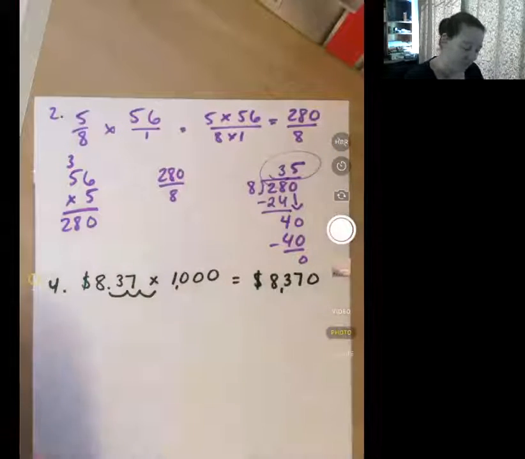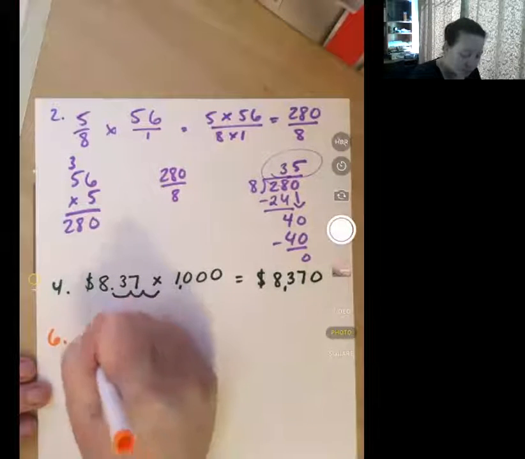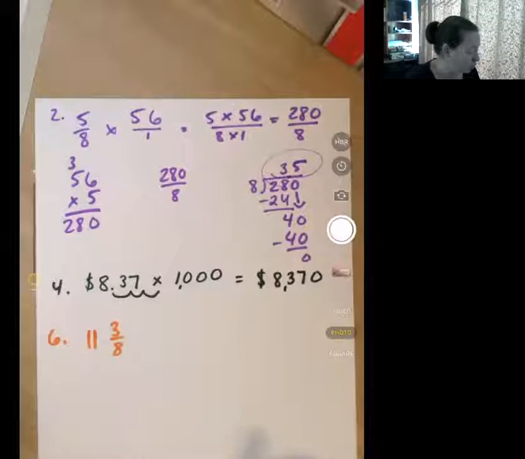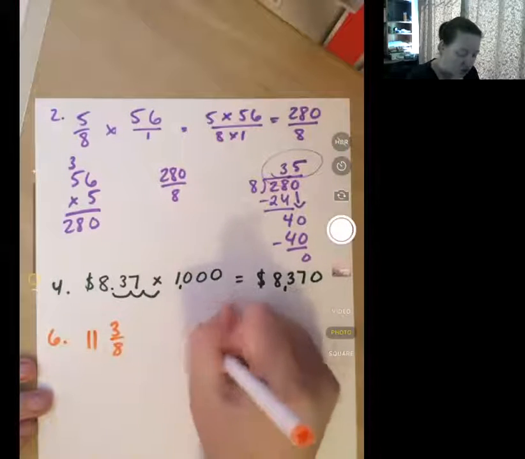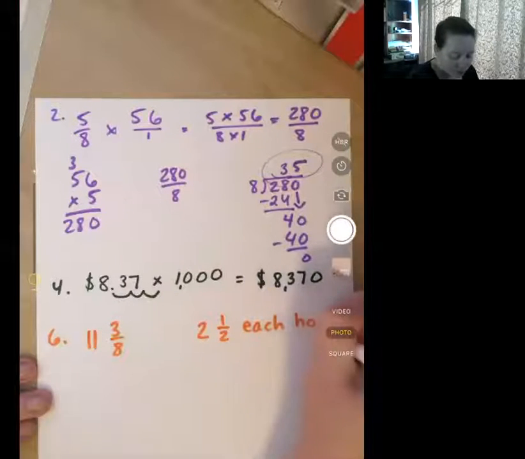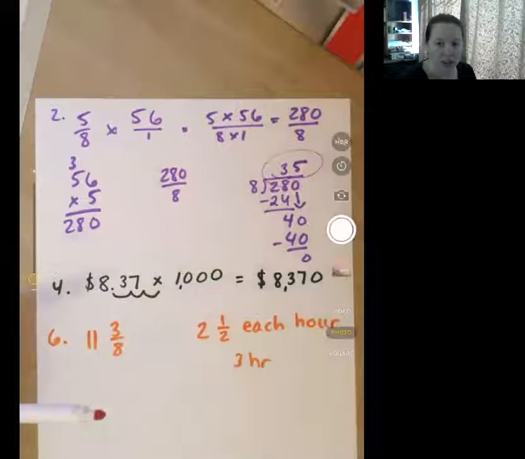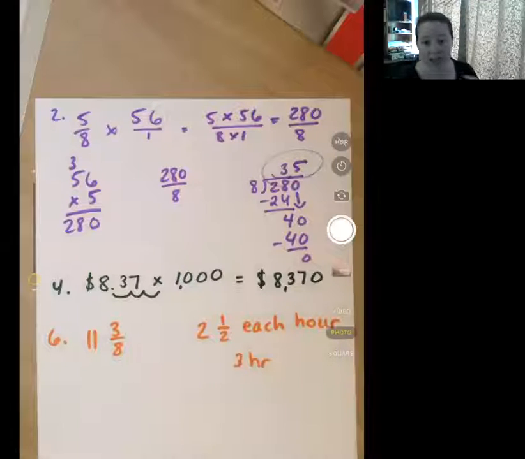Number 6. The Blue Lake Trail is 11 3/8 miles long. Hema has hiked 2.5 miles each hour. And 3 hours have passed. So we need to figure out how far she is from the end of the trail. So each hour she hiked 2.5 miles.